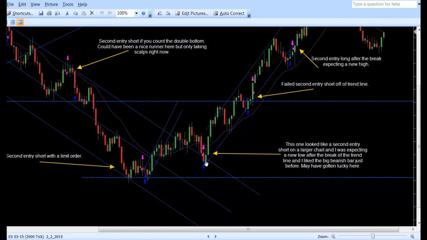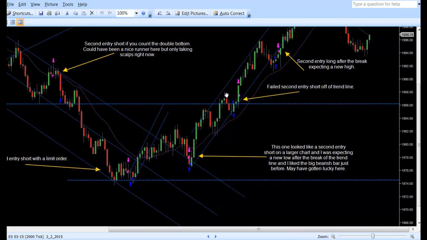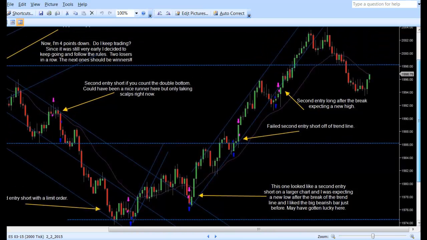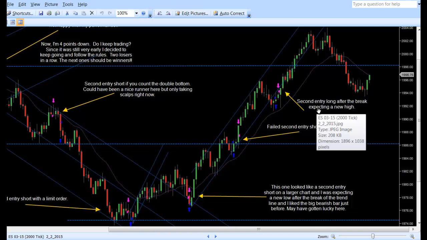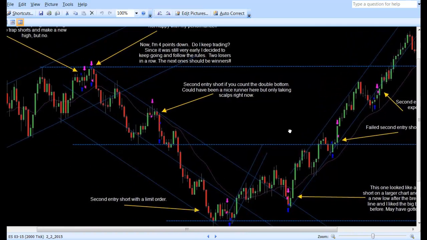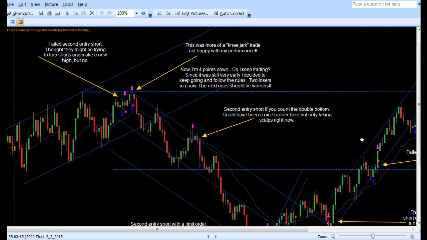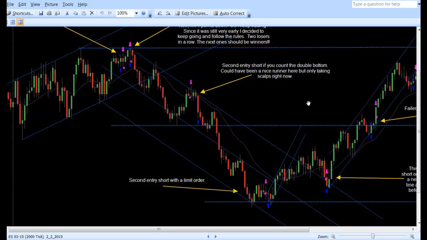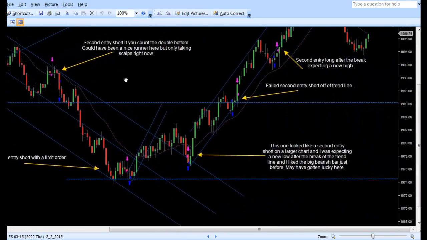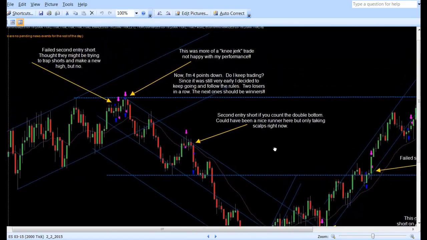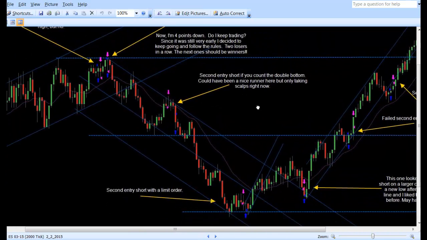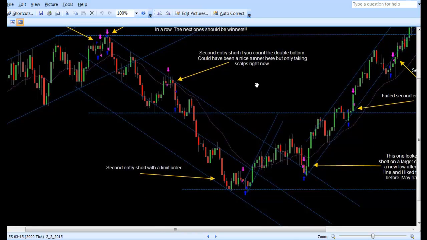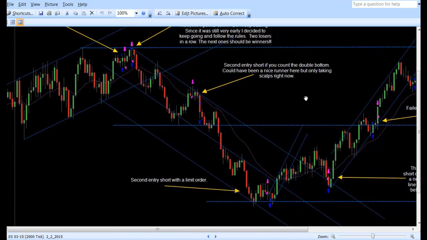But then he finds a failed second entry short, enters another one, and then he gets a second entry long, and so he recovers. And so this is just a guy like anybody else trying to learn to trade, and he's proved to himself that he can get down 8 points and come back. And so I thought that was interesting, very good on his part because most people cannot do that. Most people can't come back from one loser.